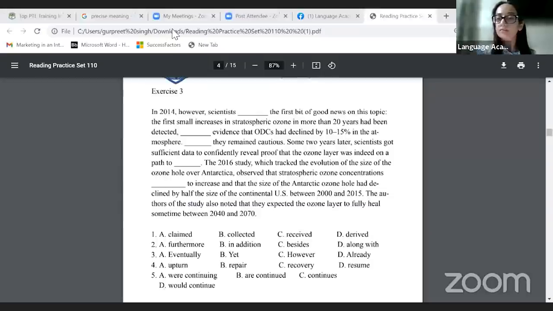Okay, are we done? Do scientists claim the news? Claim is to ask for your right on something.